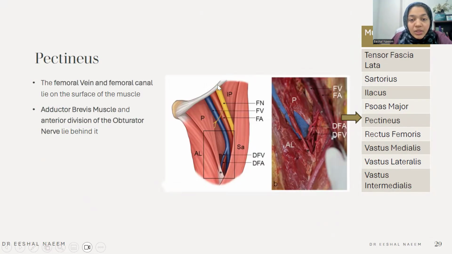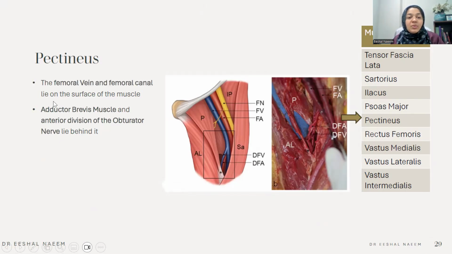So this femoral canal, the femoral nerve, artery, and vein, it's lying on the pectineus muscle. And this is, as you can see here, the deep femoral vein and this is the deep femoral artery, right? This is also the pectineus muscle shown on a cadaver. This is the femoral vein, femoral artery, the deep femoral artery, and the deep femoral vein. This is an actual cadaver.